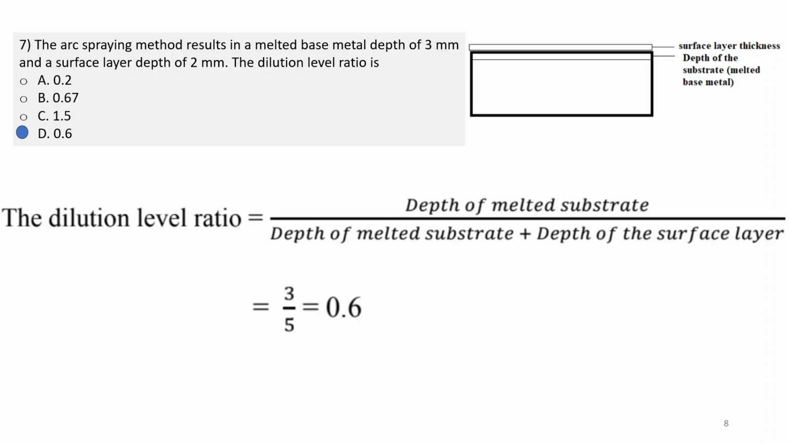So the correct answer will be 0.6, and the dilution level ratio can be given as depth of melted substrate upon depth of melted substrate plus depth of the surface layer. So the combined will be 3 plus 2, which is 5, and the depth of melted substrate is given as 3. So 3 by 5 will be 0.6.